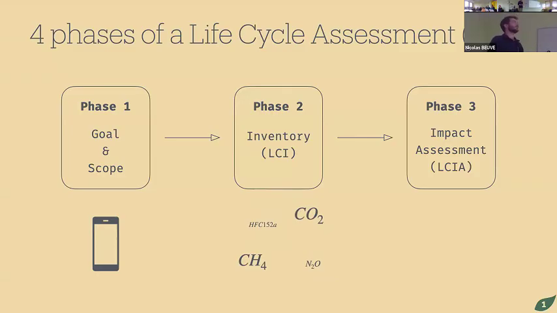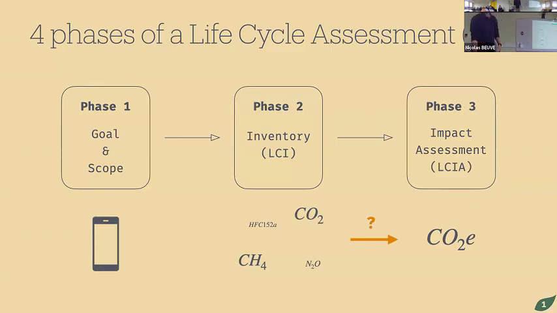And the last but not least phase is the impact assessment. Here the idea would be to take those gases and gather them into one value. Here for the gases, it would be the CO2 equivalent. Keep in mind that I only talked about global warming here. There are other impacts, but for this study, we're only interested in global warming. So the third phase would consist in aggregating all those gases into one value. And the question is, how do you do that?